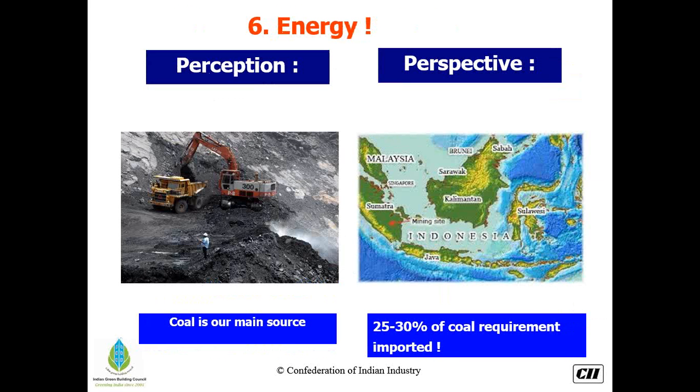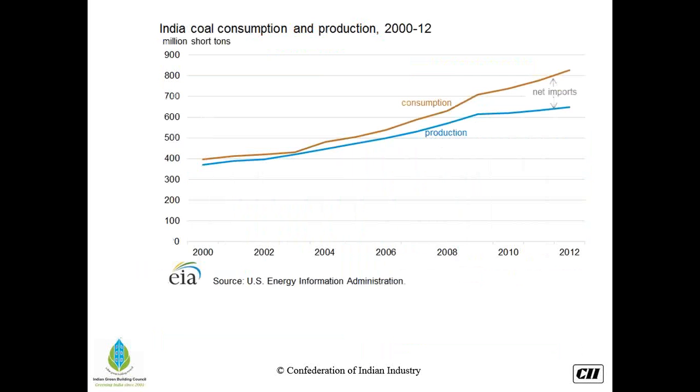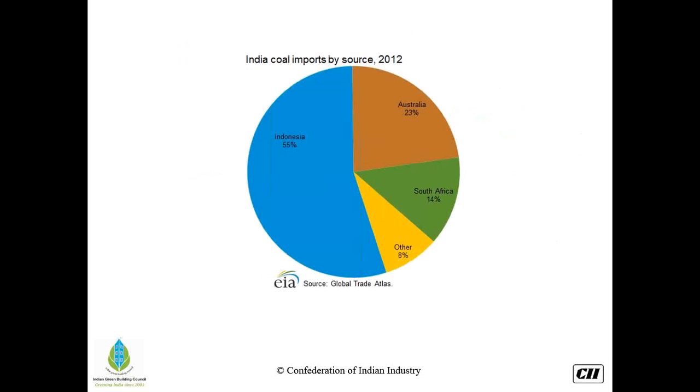Another important point in buildings is energy. There are air conditioners. Most buildings now have air conditioners. Other than this, we have lighting, fans, everything which consumes a lot of energy. For the creation of electricity, coal is the main source in India, and most of the time we are sourcing the coal from outside. We are importing it, and we are getting 55% from Indonesia itself, and the remaining percentage from other countries.